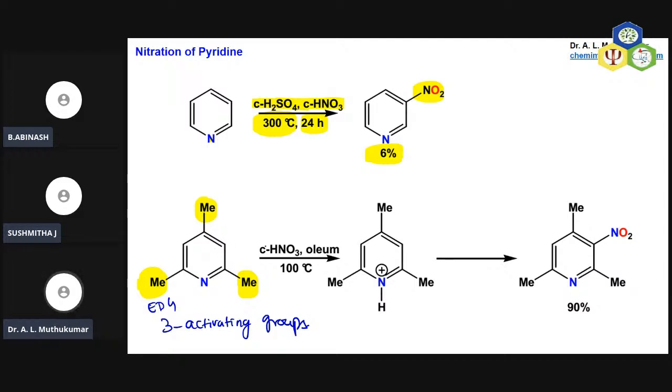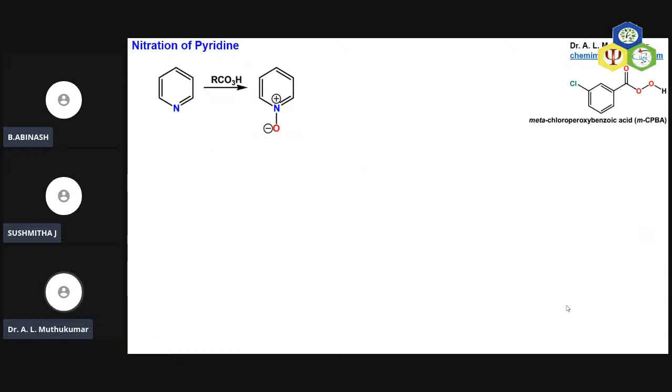As a result, when this compound is treated with nitric acid and oleum, you can check that the nitrogen is protonated. After that, the nitration takes place at the C3 position, that is 1, 2, 3, the 3 position. You can get a yield of 90%. So direct nitration or direct electrophilic substitution of pyridine will always give you only a small amount of product. We have an important reaction based on this nitration of pyridine.